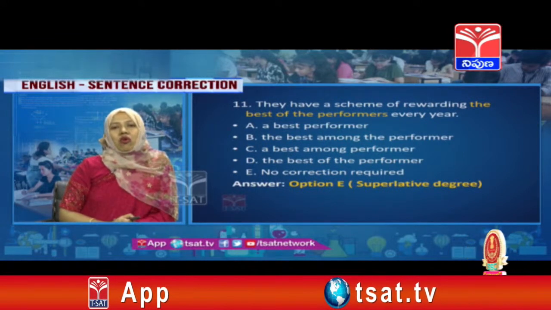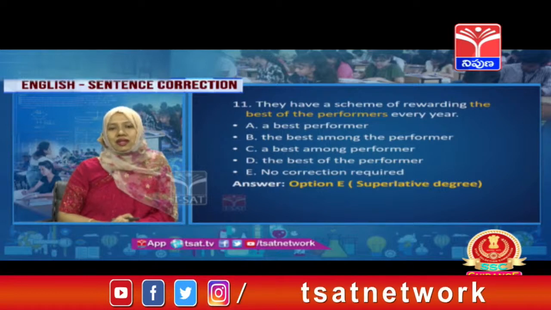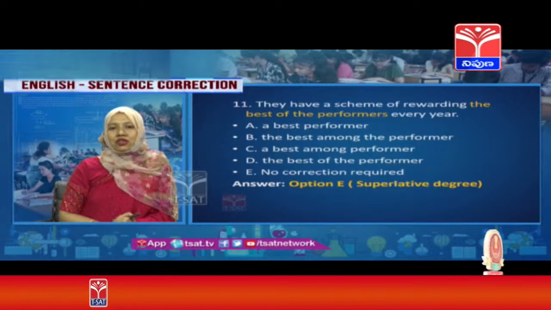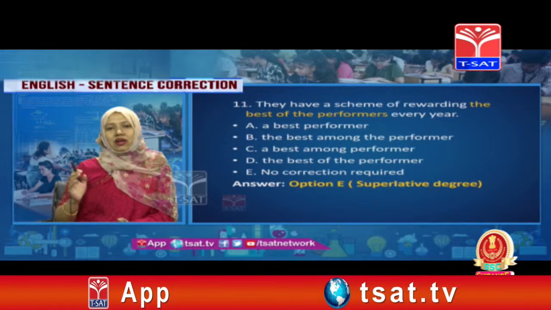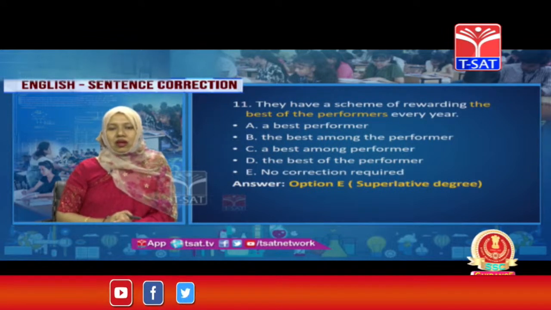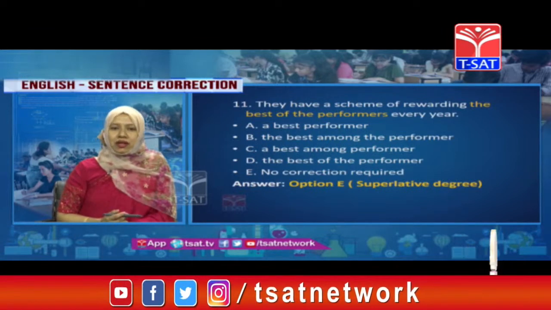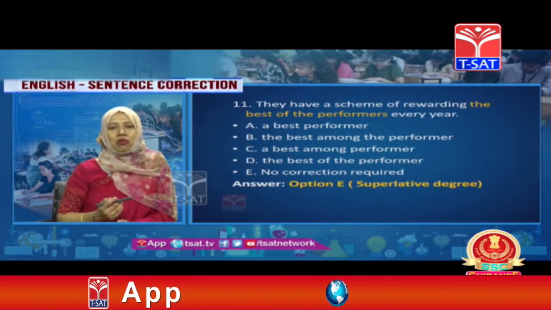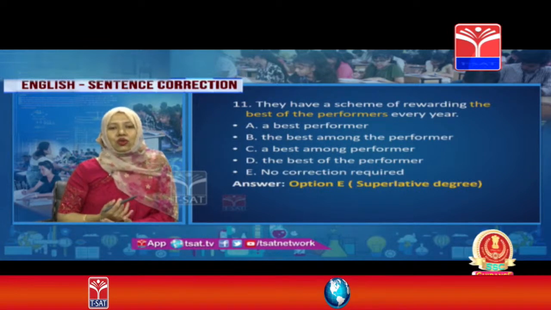They have a scheme of rewarding the best of the performers every year. In this example, the highlighted words, the best of the performers, there is a mistake in this highlighted word. They have a scheme of rewarding the best of the performers every year. Now let us look at the options. A, best performer. B, the best among the performer. C, a best among performer. D, the best of the performer. E, no correction required.